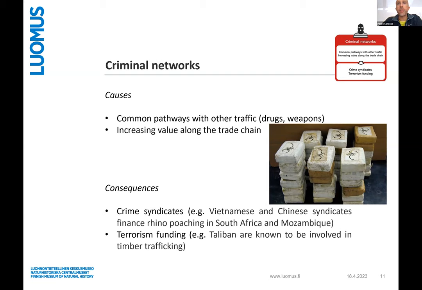For example, there is evidence that the Taliban are partly sponsored by timber trafficking. So it's one way of getting the money. There are many of these cases. I mean, if you are dealing with drugs or some other kind of traffic, you might as well also trade some animals or animal parts.